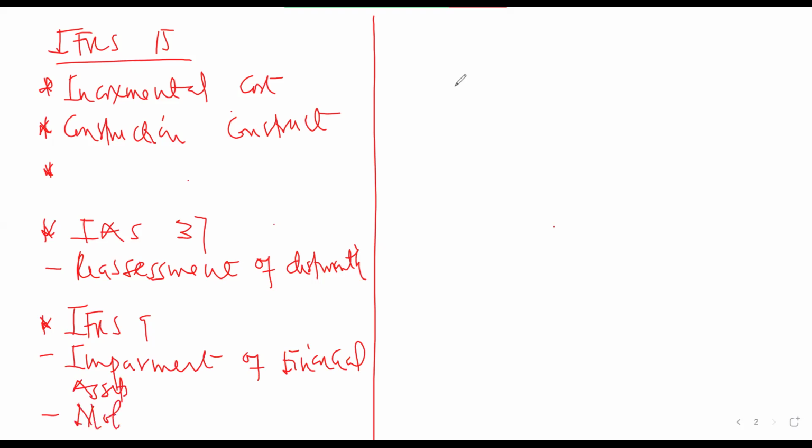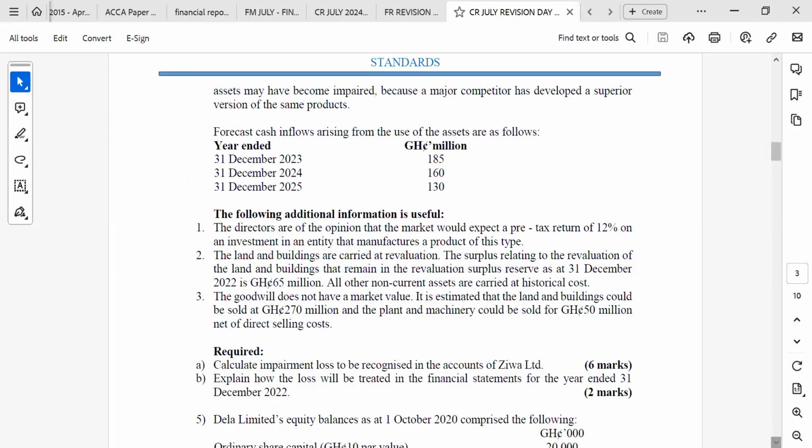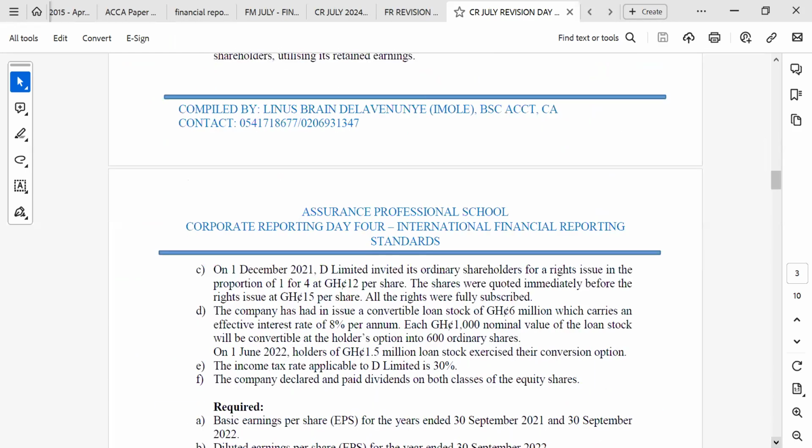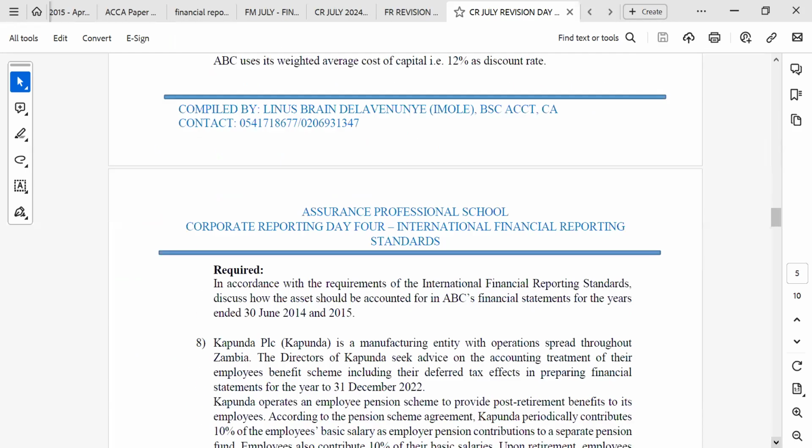We have solved a question on modification of a loan before, which depends on how significant the change is. If the change is more than 10%, that is significant. If it's less than 10%, that is not significant. We look at the treatment. So modification of a loan, you have to pay attention to that. I'm sure these are important standards that they can examine on.